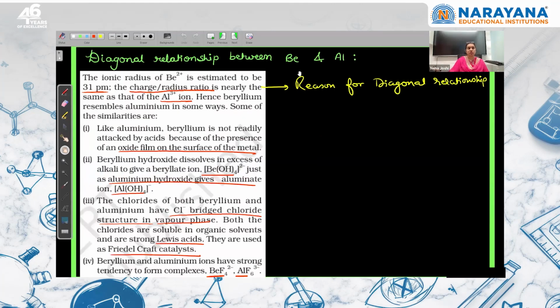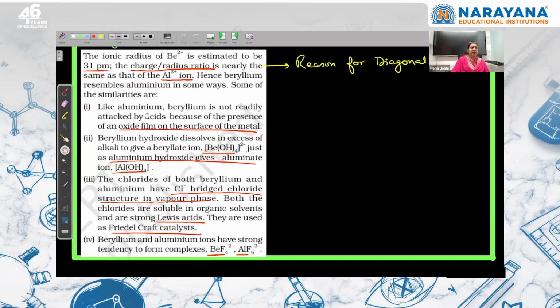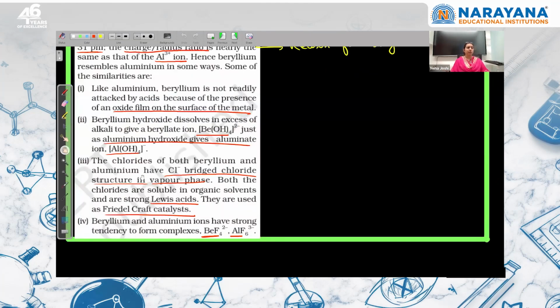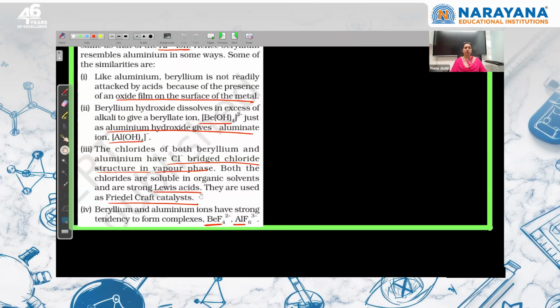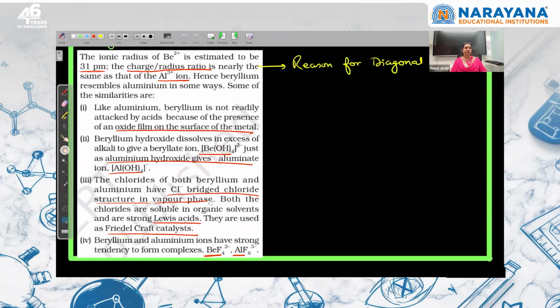If you talk of the diagonal relationship between beryllium and aluminum, again the similar charge to radius ratio, charge density, they are talking about. Like aluminum, beryllium is not readily attacked by acids. Beryllium hydroxide, like aluminum hydroxide, is amphoteric. Chlorides of both beryllium and aluminum form a bridged chloride structure in vapor phase. Both chlorides are soluble in organic solvents and are strong Lewis acids. They are used as Friedel-Crafts catalysts. Beryllium and aluminum ions have a strong tendency to form complexes.